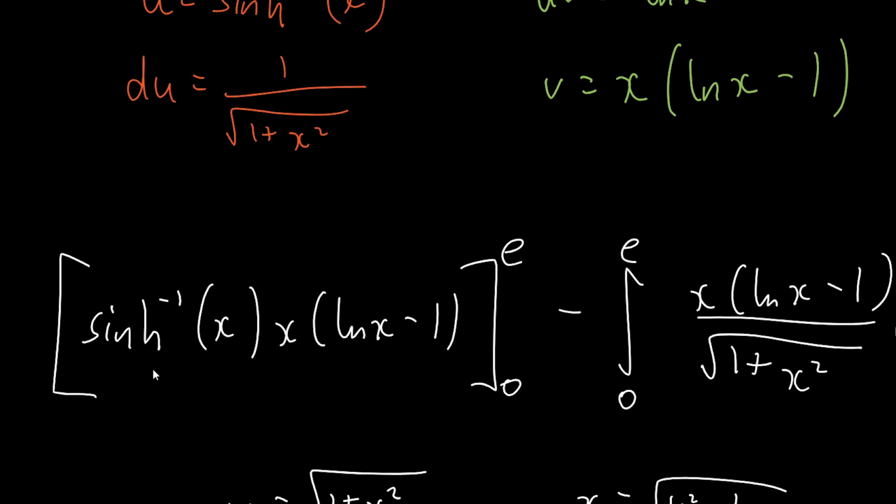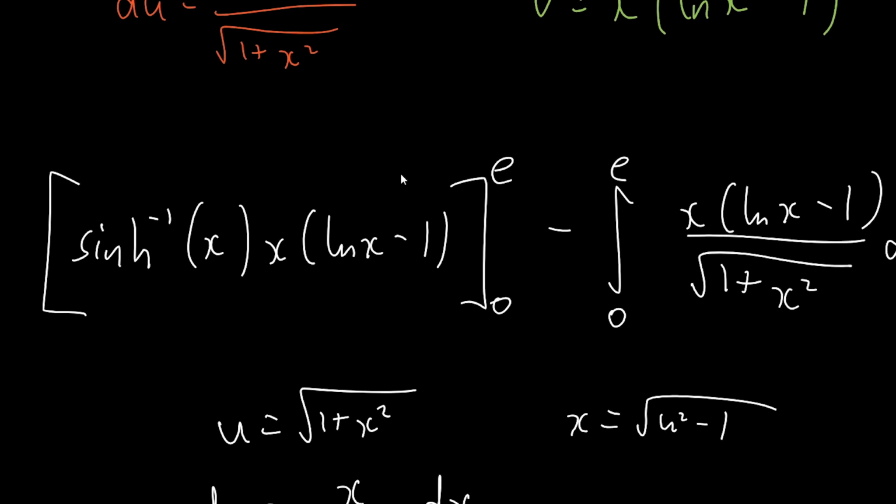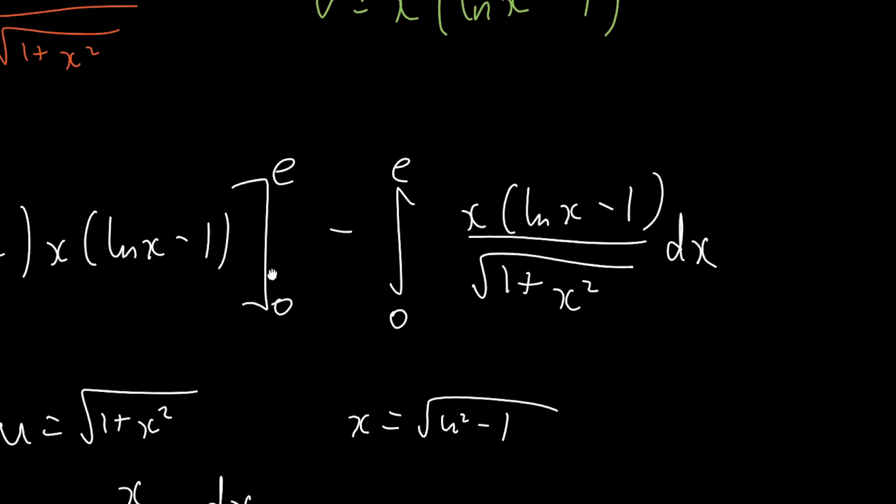We want to evaluate arcsinh x times x times ln x minus 1 between 0 and e. And this actually ends up becoming 0, because when you put in e, ln x minus 1 is 0. If you put in 0, x is 0. So this just goes to 0. So I just have this integral here that we want to worry about, minus the integral between 0 and e of x times ln x minus 1 over square root 1 plus x squared.